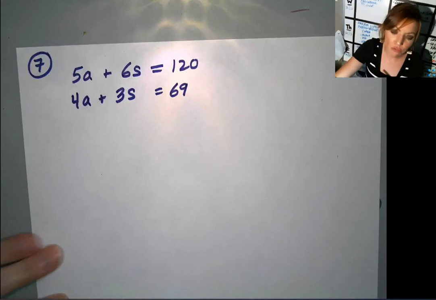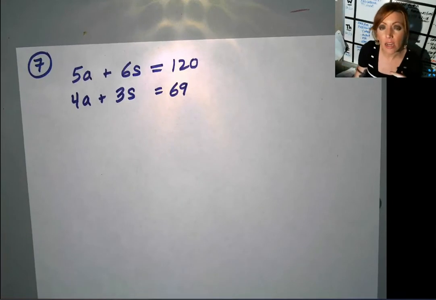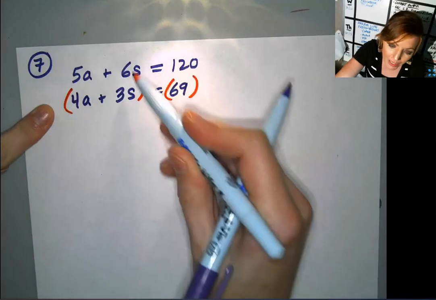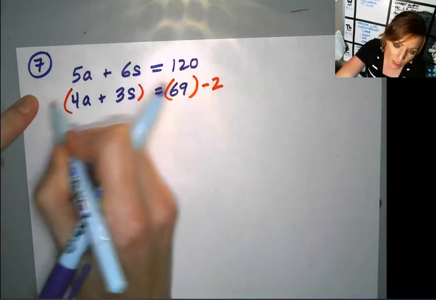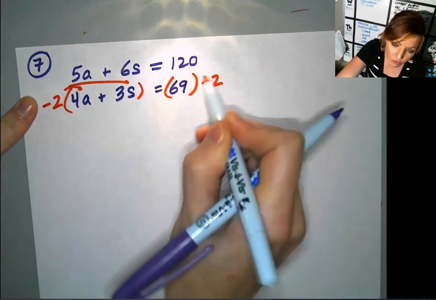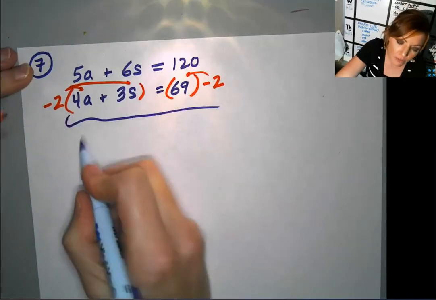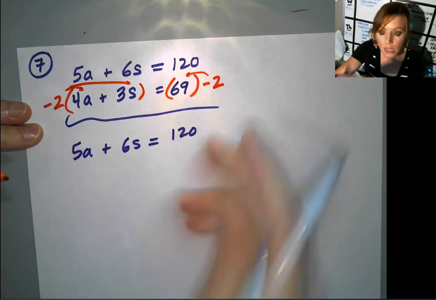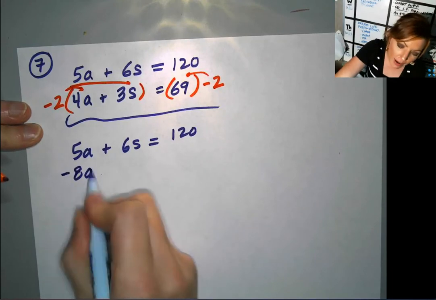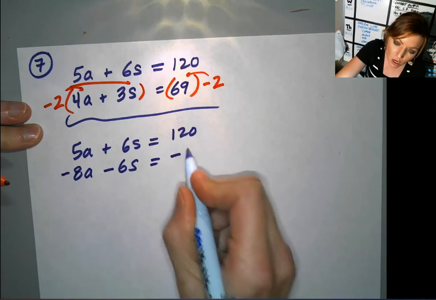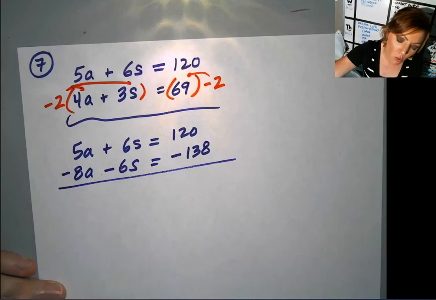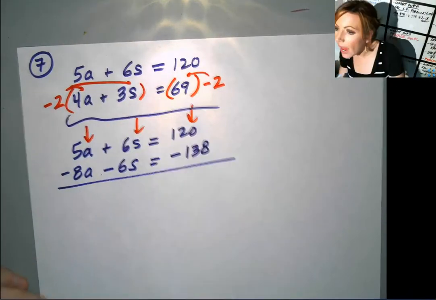Okay, so if I'm looking at this, if I try to add these together right now, nothing's going to cancel out. Since it's elimination that we're going for, we kind of need something to cancel out. So I notice that if I multiply this bottom equation by -2, I've distributed to everything. Let's just rewrite this down here. First equation didn't change, so it's still 5a plus 6s equals 120. The bottom one becomes -8a minus 6s equals -138.